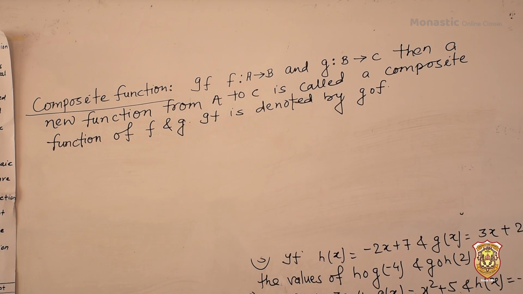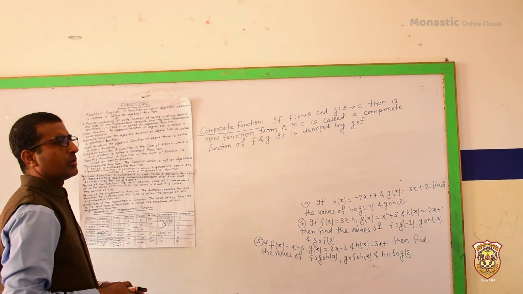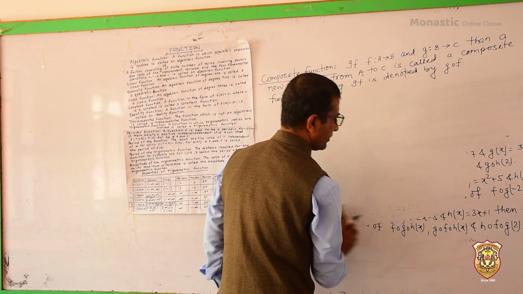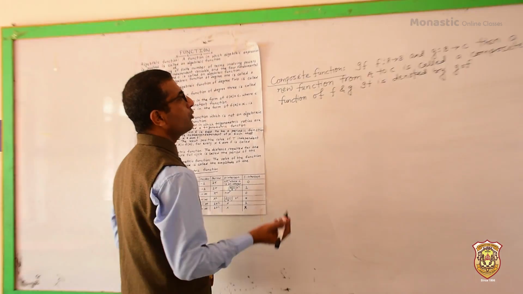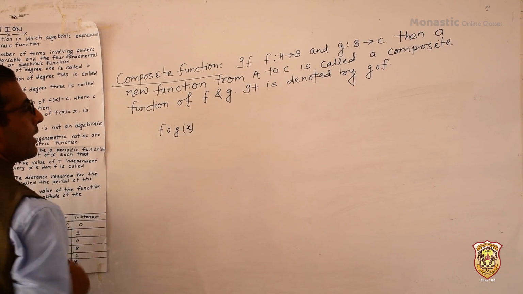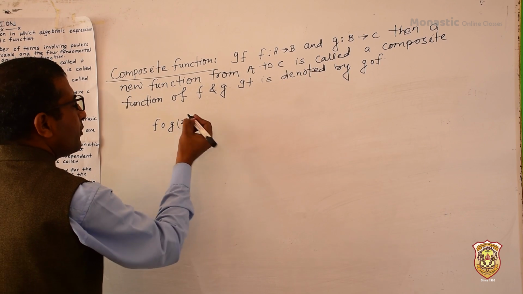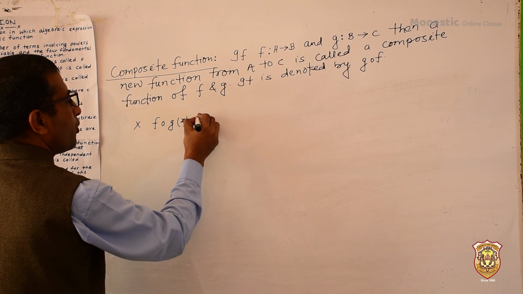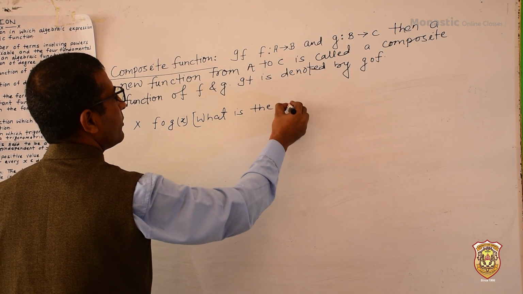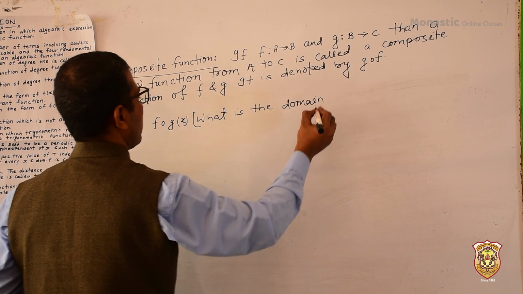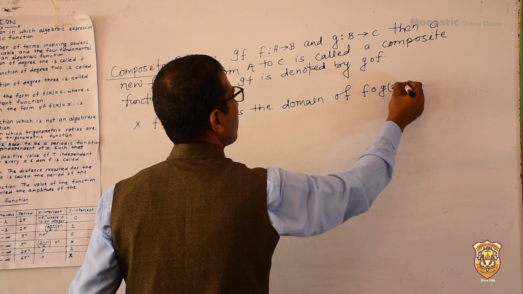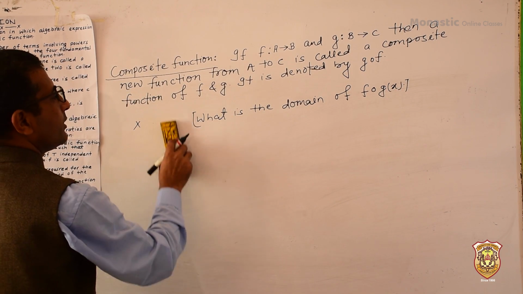We have completed now composite function. In this chapter, as I told you, we have three important things. First one is completed, that is composite function. Second one is inverse function. One thing we have to remember, in a composite function, if the question asks what is the domain of f circle g of x?